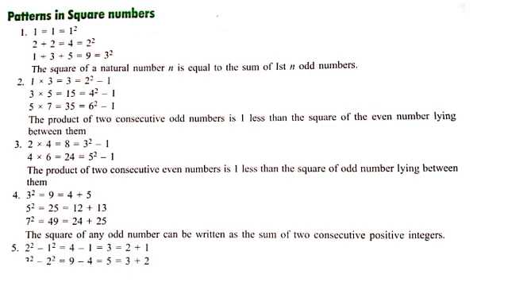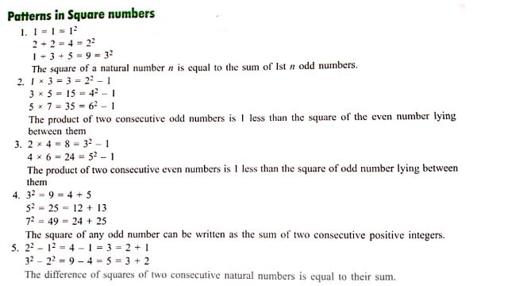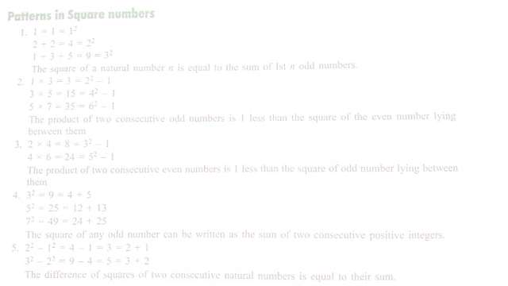2 square minus 1 square is equal to 4 minus 1, which is equal to 3, which is equal to 2 plus 1. 3 square minus 2 square is equal to 9 minus 4, which is equal to 5, and 5 can be written as 3 plus 2. The difference of squares of consecutive natural numbers is equal to their sum.